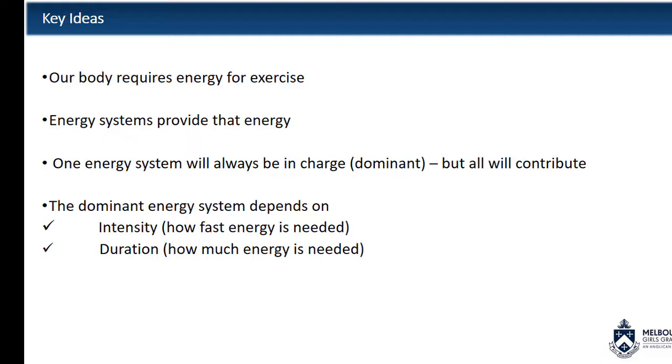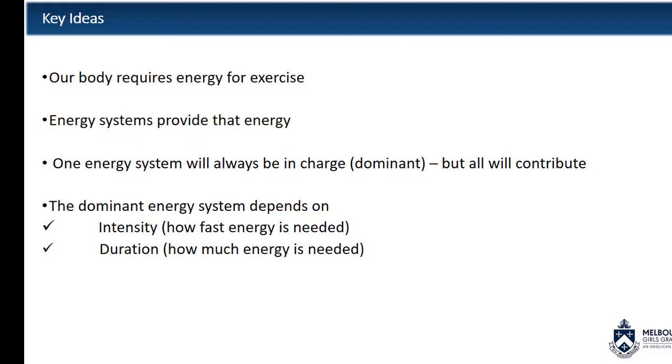It's important to recognize that there are 3 energy systems that can contribute to energy production, and one of these energy systems will always be the main energy system used. The word we use to describe that is the dominant energy system, but all energy systems will be contributing and have an active role in energy for muscle contraction.